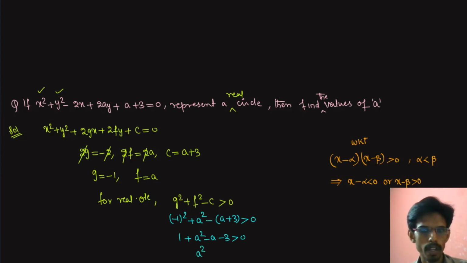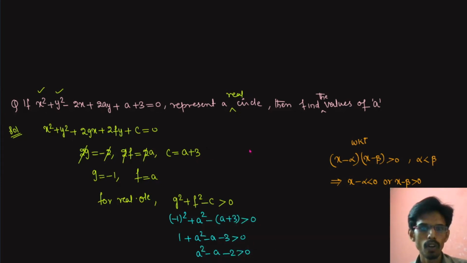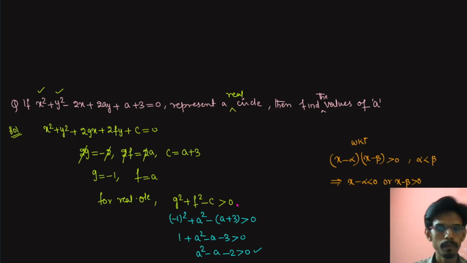So a square minus a, 1 minus 3 will be minus 2, greater than 0. Okay, now factorize this equation. If I factorize this, 1 into 2 will be 2. Let me write down here, a square minus 2a plus a minus 2 greater than 0.